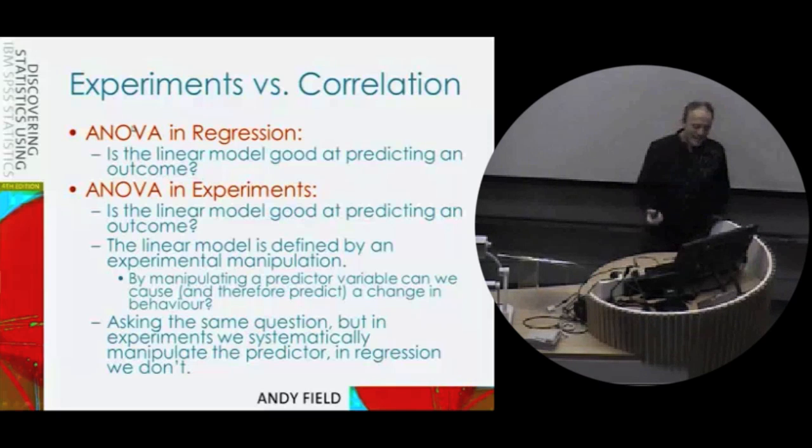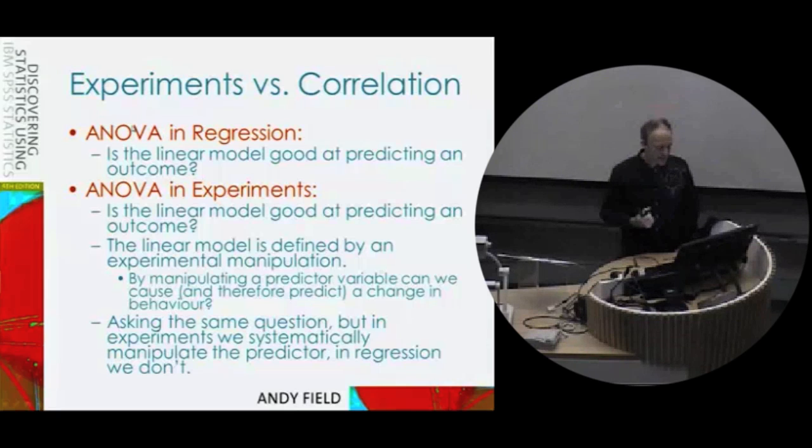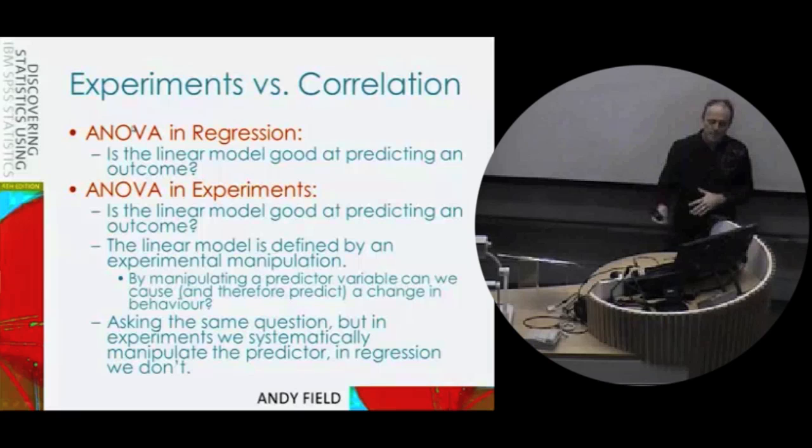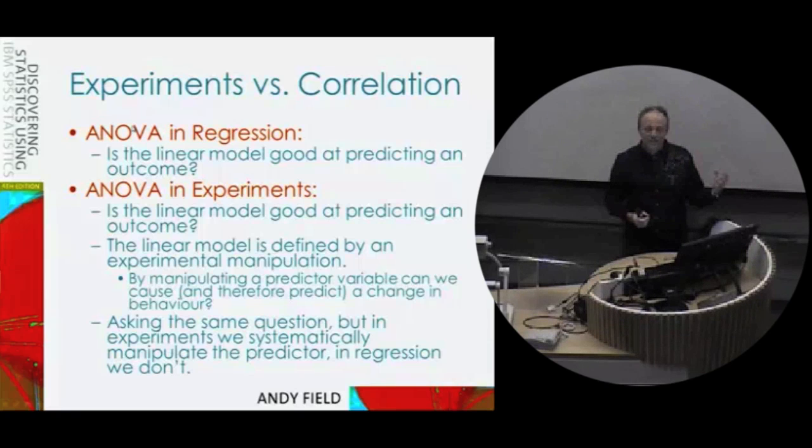The big difference is what that linear model looks like, or what it represents. Because when we've done experiments, what that linear model represents is our experimental manipulation. As we saw last week, you can set up a linear model where the predictor variables represent differences between means. So in experimental situations, that's what we're doing. We're setting up a linear model that compares the different means of the different conditions that we've manipulated.